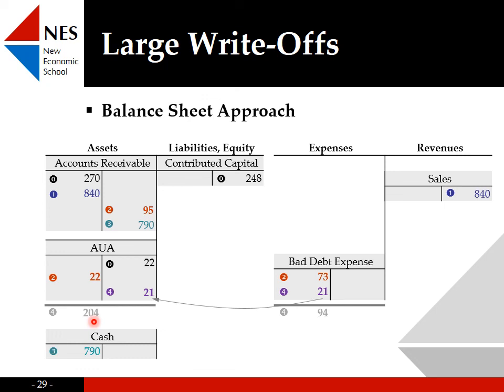So the conclusion from this is, it really does not matter if you recognize the entire write-off against the allowance and then make up for that at the end of the fiscal year, or if you only use up the allowance that you currently have and recognize the rest as a current bad debt expense.